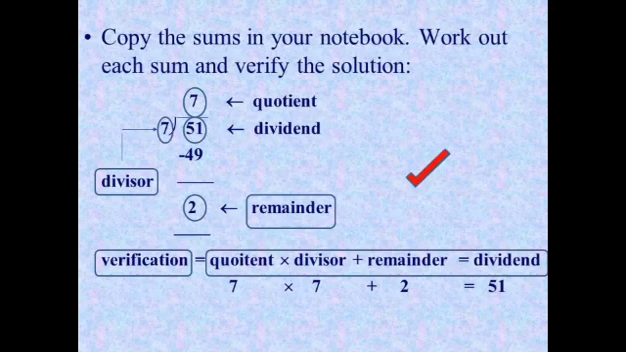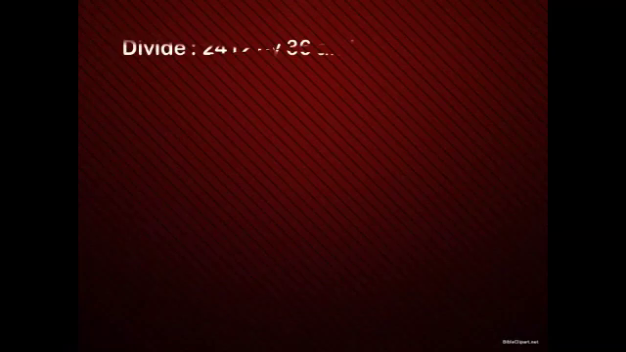Here what is the quotient? 7, and divisor is 7, plus remainder is equal to dividend. So 7 into 7 is 49. 49 plus 2 is equal to 51, which is nothing but the dividend. So the answer is right. Let us see another sum.